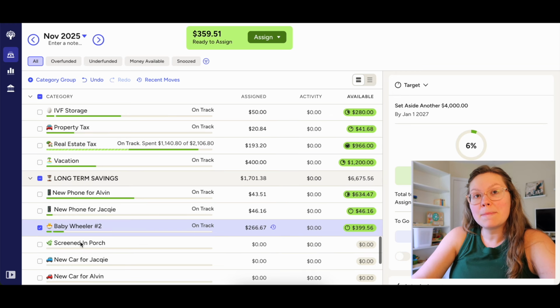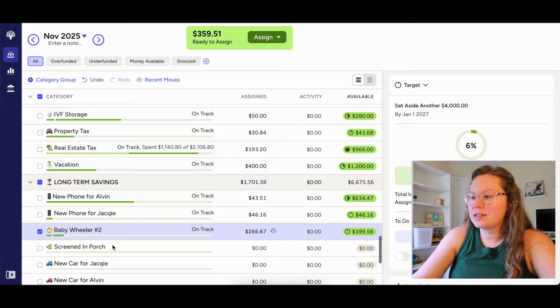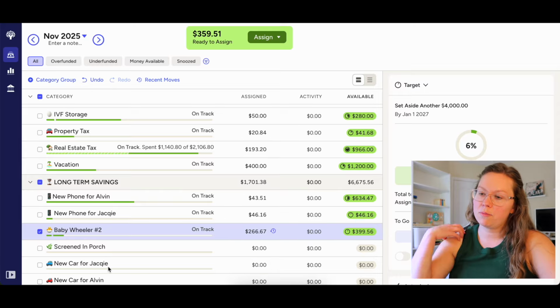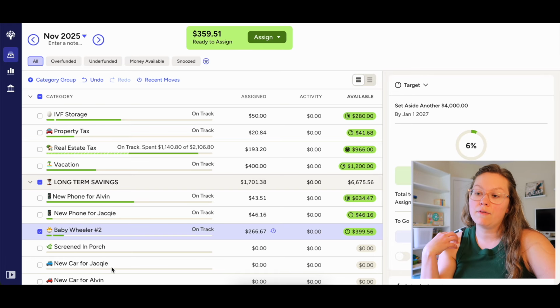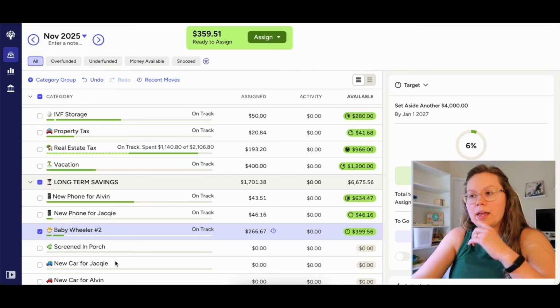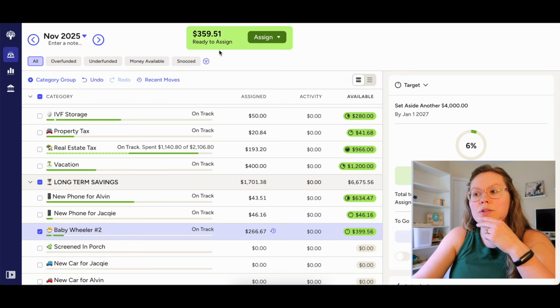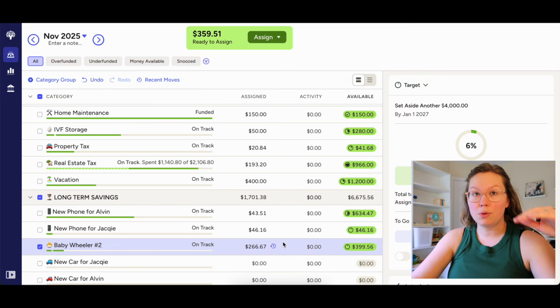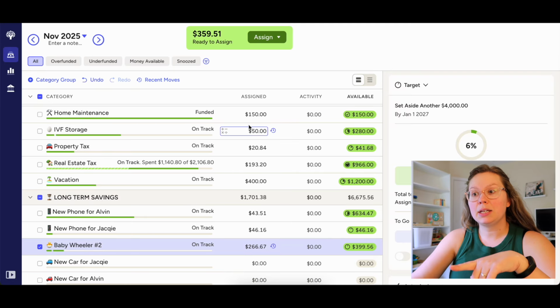Then I did have a couple of these other things in, like a screened-in porch and stuff like that, but we're probably not going to do that if we're moving. So the other things that we would like to work on is a new car for me and eventually a new car for Alvin. So I might go ahead and stick this $400 in one of those, or I might just throw it in the emergency fund. Honestly, I should probably start a moving fund and put some money into the moving fund instead of putting it into the new car for us.